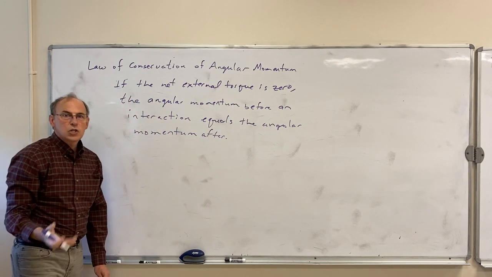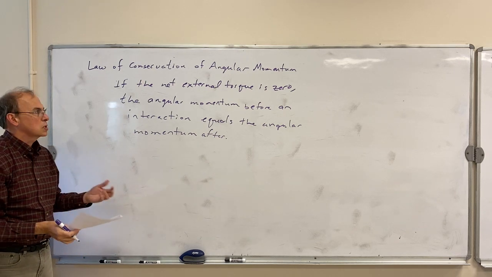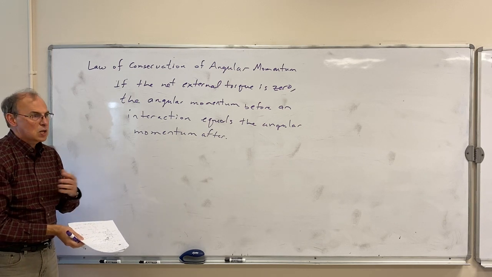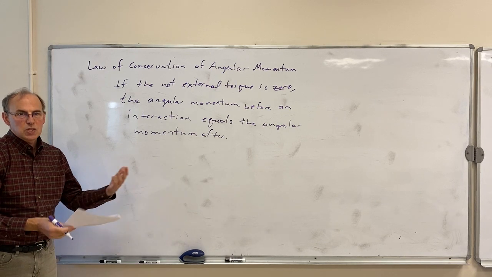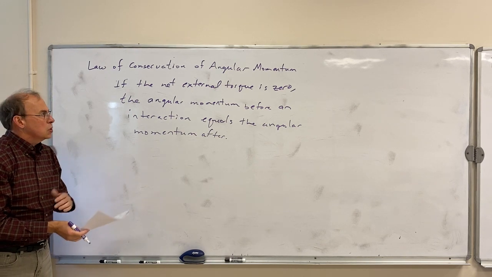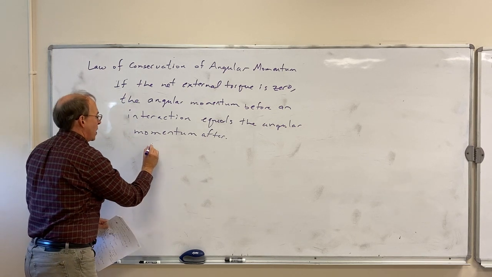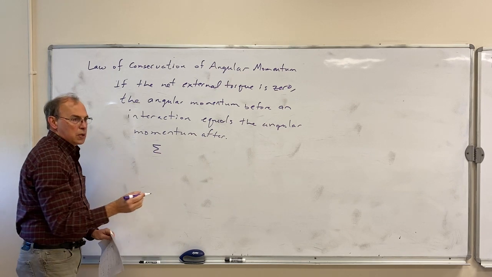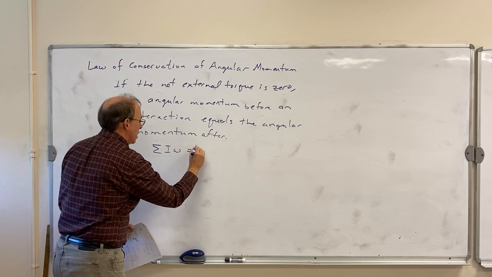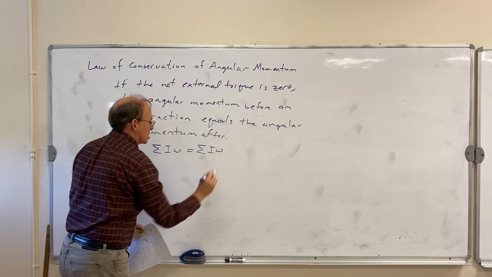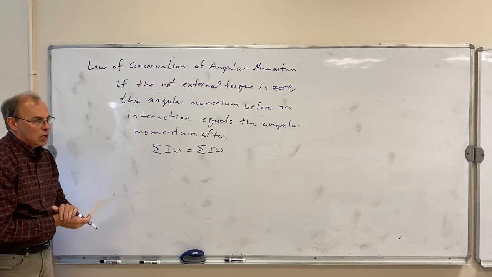So when something is unchanged in physics, we say it's conserved. When energy is not changing, we say the energy is conserved. When momentum is not changing, we say momentum is conserved. When angular momentum is not changing, we say angular momentum is conserved. That's how we use the word conserved in physics. So this would say that if you add up all of the I omegas before, remember angular momentum is I times omega, then you get the same answer as if you add up all of the I omegas after whatever interaction you're talking about.